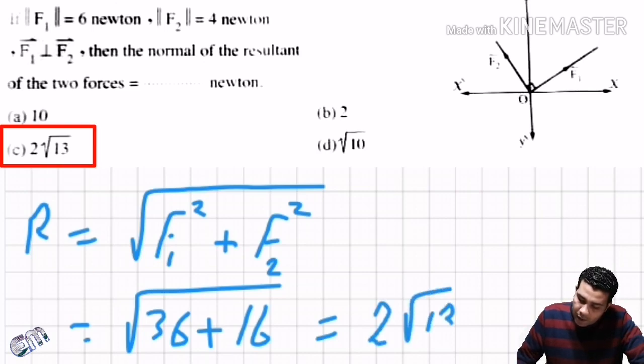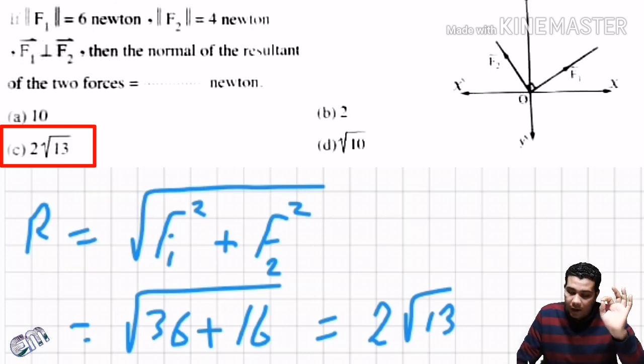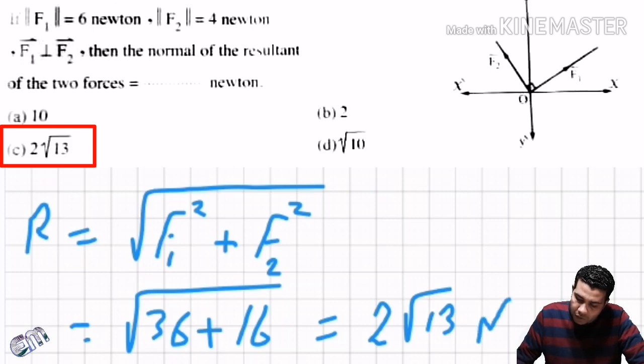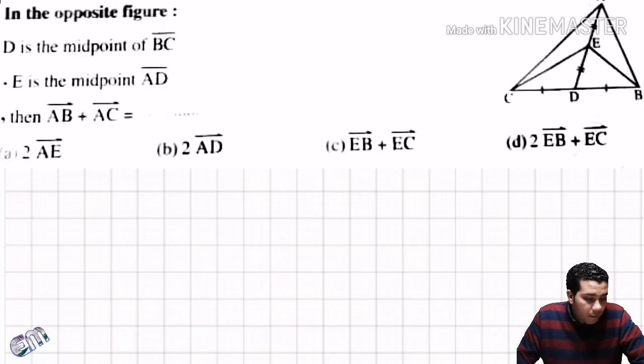It's a rule. If the two forces are perpendicular, therefore the resultant will be the square root of the first force power 2 plus second force power 2. طبعا هنا 2 root 13 Newton. Example number 4.